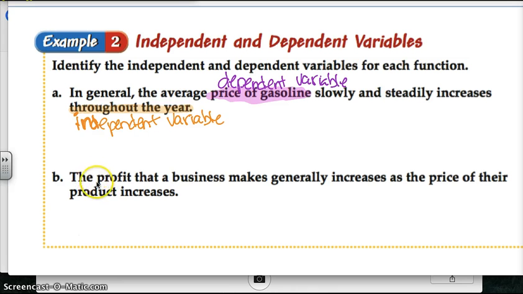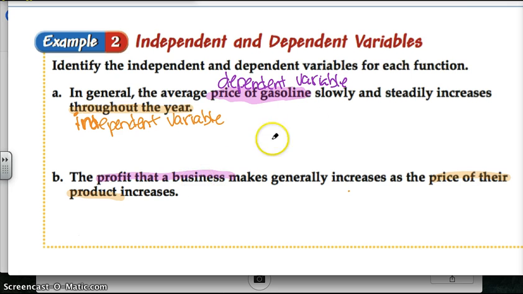So the next thing we'll do is consider this: the profit that a business makes generally increases as the price of their product increases. This one's a little bit trickier, but what's increasing? The profit increases as the price increases. So which one depends on the other one? Let's talk about the two that we have. One variable that we're dealing with is the profit that a business makes. And the other variable is the price of their product.